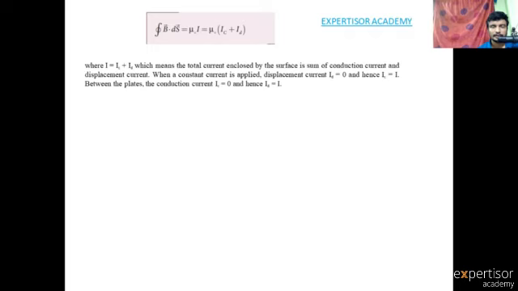When a constant current is applied, displacement current ID is equal to 0, and hence IC is equal to I. Between the plates, the conduction current IC is equal to 0, and hence ID is equal to I.